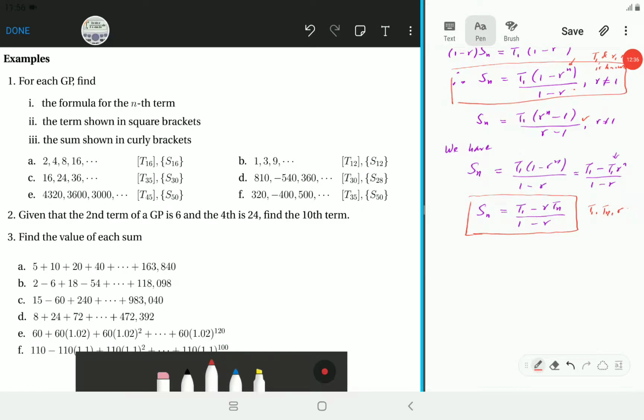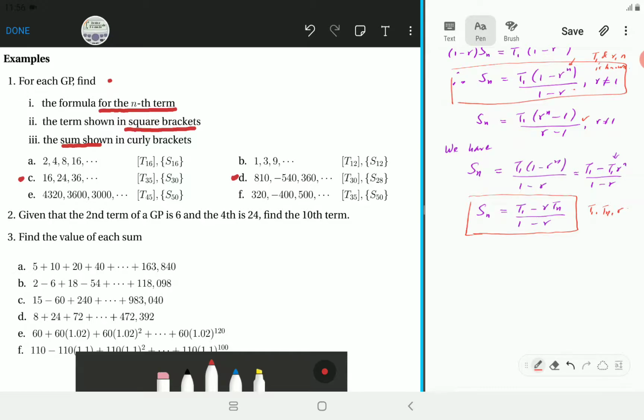Now let's look at some examples. All right, in the first example here, we are going to want to find the formula for the nth term. For each sequence, we're going to want to find the term indicated, and then we're going to want to find the sum indicated. We're going to do C and D, then we're going to go on to number 2.